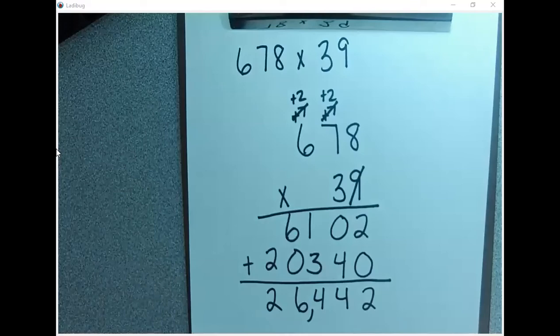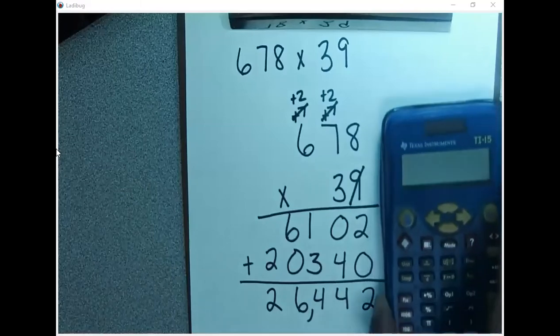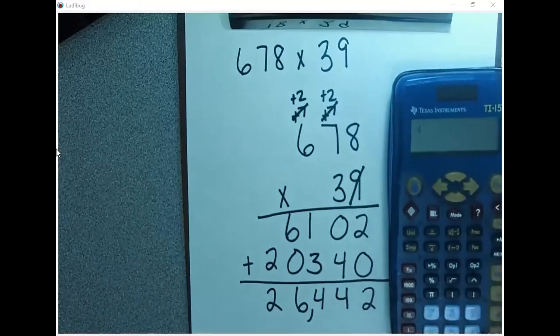Now, just to be on the safe side, if you're not sure of your calculations when working out your problem on pencil and paper, you always can check your work using the calculator. So I'm going to put in my problem, 6, 7, 8 times 3, 9, and I get 26,442. The same as that number I got in my answer sheet, so I can be assured that my answer is right.